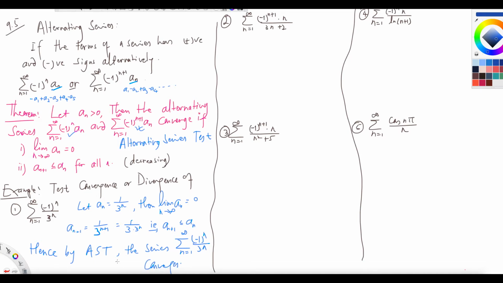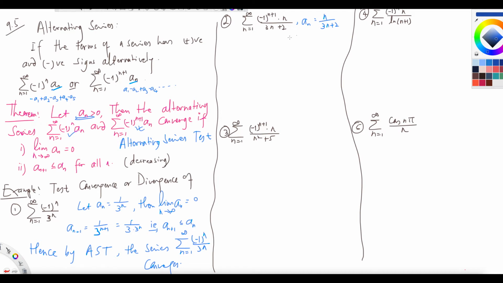Did you see that? All right, so next one, example number 2. Again, all these examples are taken from the book. Okay, so let a_n equal n over 3n plus 2. So all the terms are positive. This condition is satisfied, right? All the terms are positive.